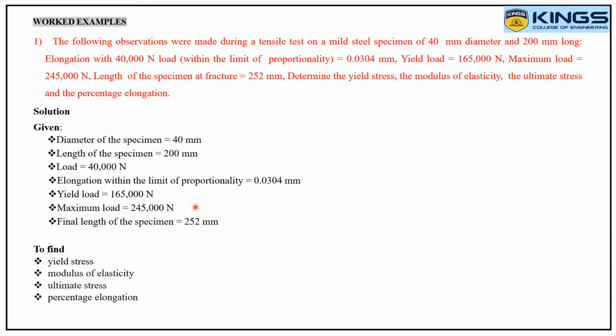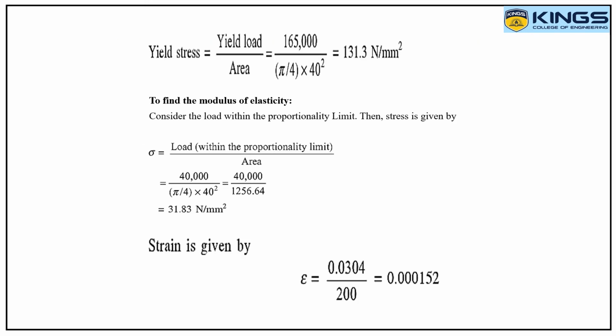Yield load is 165,000 Newton, maximum load 245,000 Newton, final length of the specimen is 252 mm. The final length is the length after applying the load, when the deformation takes place, and the utmost length is 252 mm for the given length of 200 mm. So what are the things we have to find out? Yield stress, modulus of elasticity, ultimate stress, and then percentage of elongation.